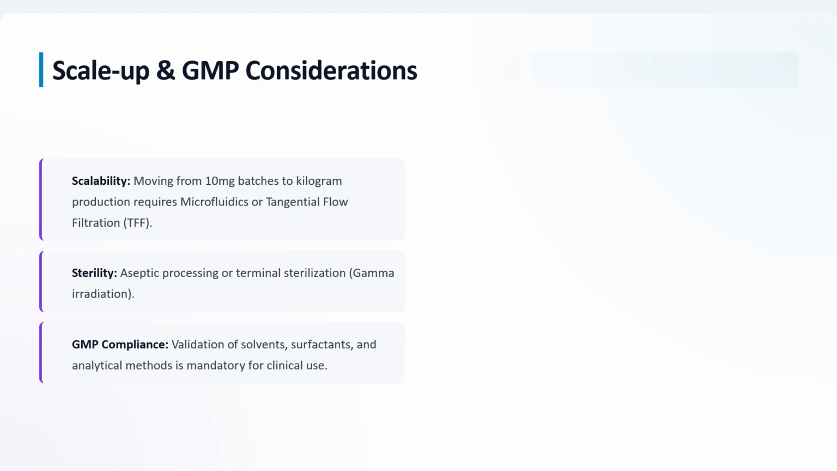Scaling nanoparticle production from small laboratory batches to industrial manufacturing requires careful process optimization. Techniques like microfluidics and tangential flow filtration are often used to maintain consistency when producing larger quantities. In addition, pharmaceutical production must comply with good manufacturing practice standards. This means validating solvents, surfactants, and analytical methods, while also ensuring sterility through aseptic processing or terminal sterilization techniques, such as gamma irradiation.